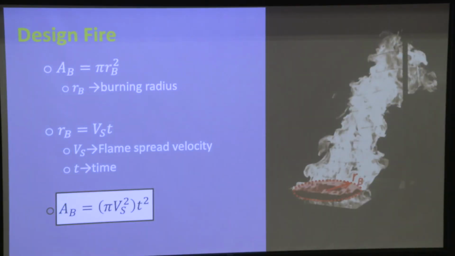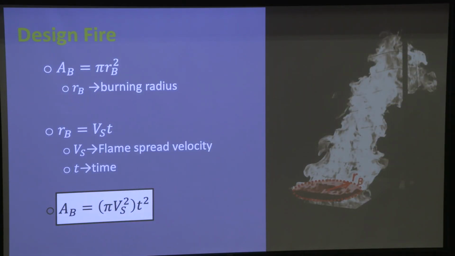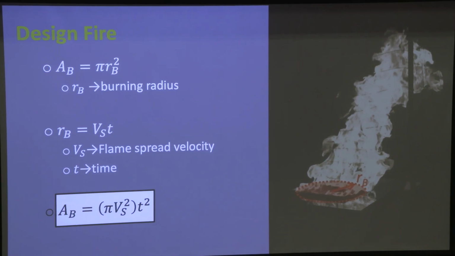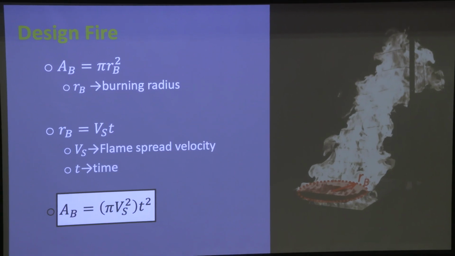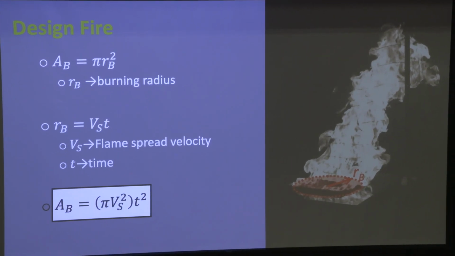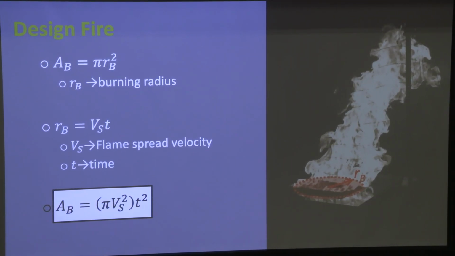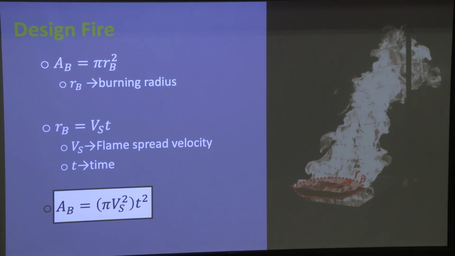Now, once again, because you're using this for design, you don't know how the fuel is going to be distributed. You don't know where it's going to be, whether it's going to be homogeneously distributed or whatever, so you take the worst case scenario. What is the worst case scenario? Homogeneously distributed fuel and the ignition in the middle, and it burns as a circle. It cannot be worse than that. In essence, you turn the burning area into a circle, which is pi r squared, and the radius is the flame spread velocity times time.